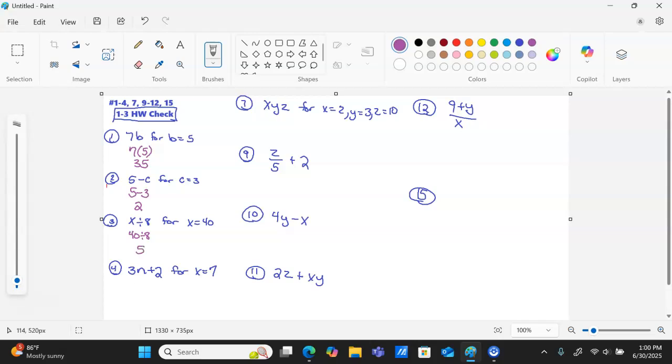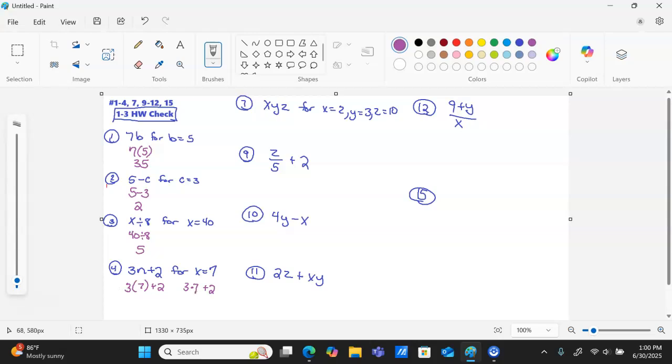Here we have 3 times n plus 2, so this is 3 times 7. I'm going to wrap it in parentheses. You can also write it with the dot. I tend to use parentheses rather than the dot. And that shouldn't be a 2, that should be a 7 right there. But either way is fine.